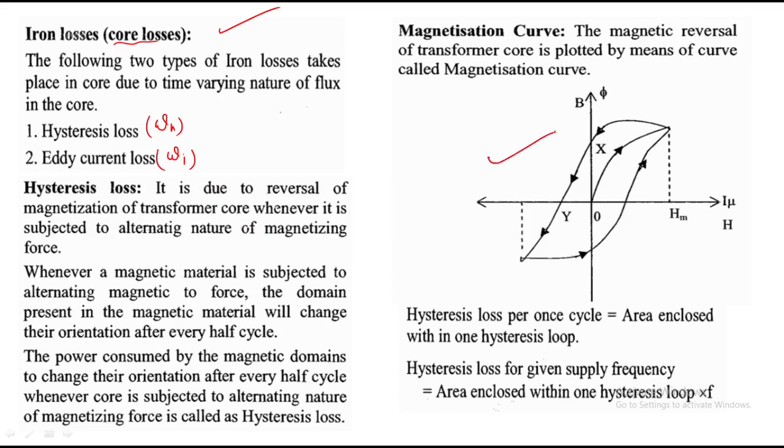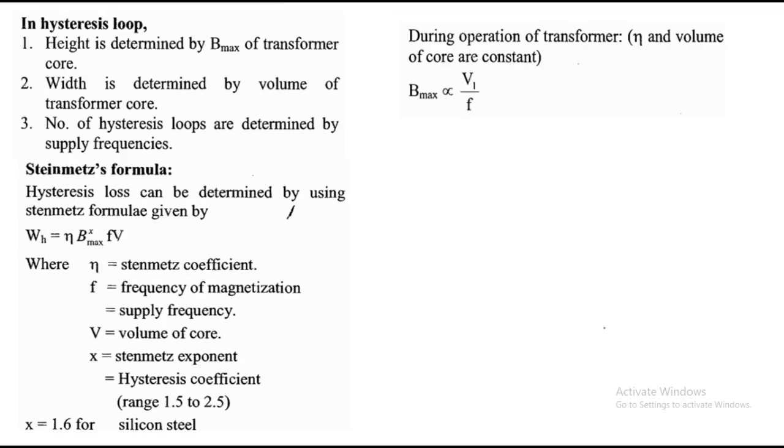So this is the magnetization curve for that, and the hysteresis loss per one cycle should be equal to the area enclosed within one hysteresis loop. Like that, hysteresis loss for a given supply frequency is equal to the area enclosed within one hysteresis loop times frequency. Just go through this theoretical approach.